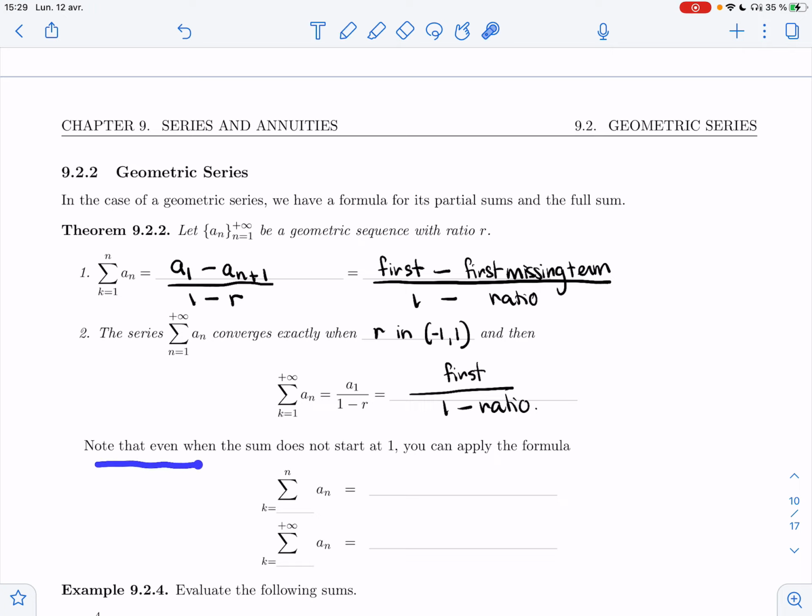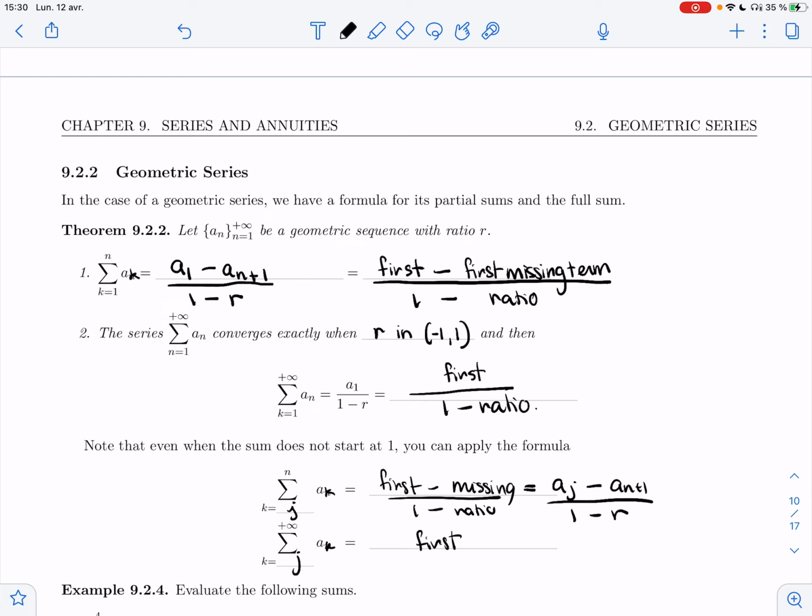All right, so note that even when the sum does not start at 1, you can apply the formula. So if the sum starts, let's say, at j, so k equals j to n, I think I'm correct, yeah, k. So if I take the sum from j to n, I'm going to take the first one, so first minus missing over 1 minus ratio. So that's going to be a_j minus a_{n+1} over 1 minus r. And the same thing for the infinite sum. It's going to be first over 1 minus ratio, and so in this case, it would be a_j over 1 minus r. So that's why I like this formula, because it's not restricted by the way the sum is written.